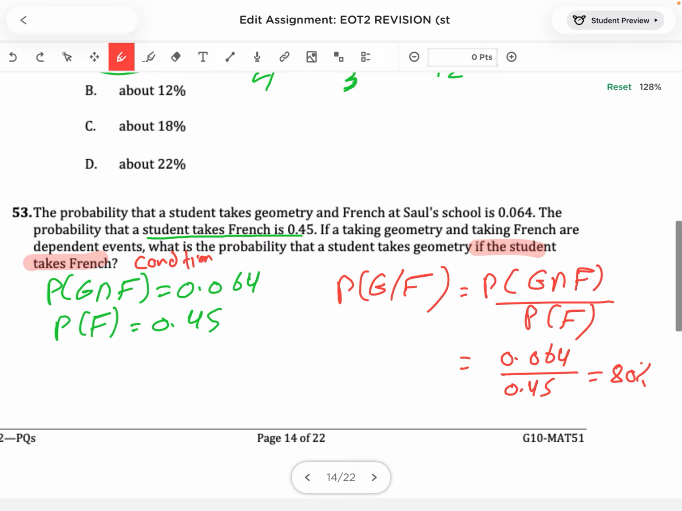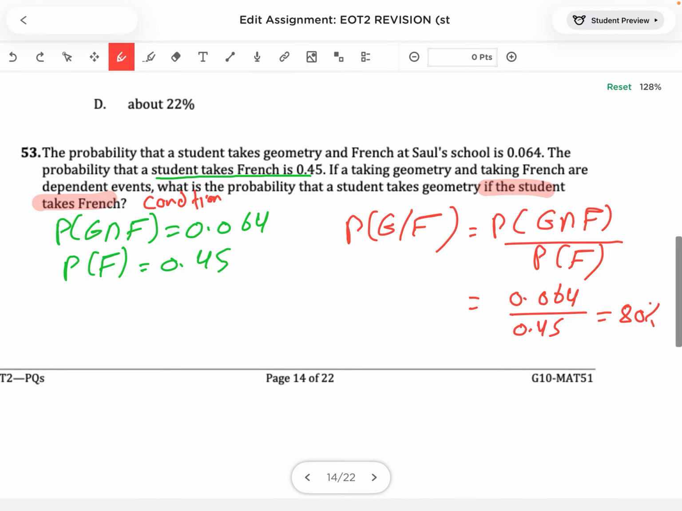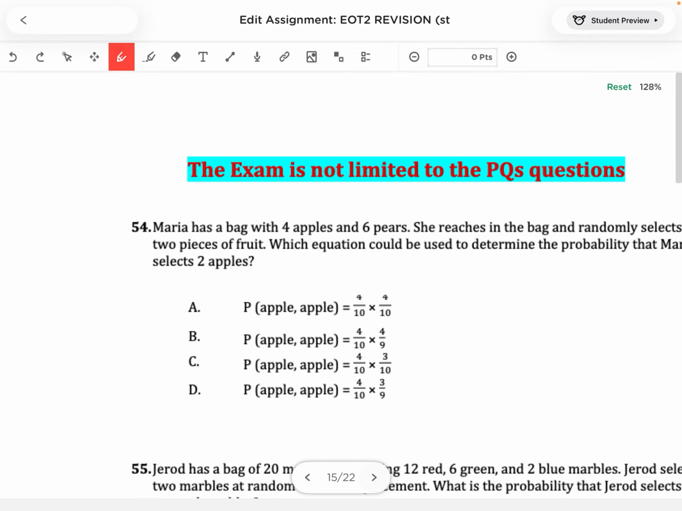Remember the conditional rule. We said the condition is the sample space that we write below: the probability of A given B equals the probability of A and B, the intersection, over the probability of B. You will find this rule, I think, in the formula sheet. Get familiar with the formula sheet. Have a look at it. Read the rules to know which rule you will use when you see the question.